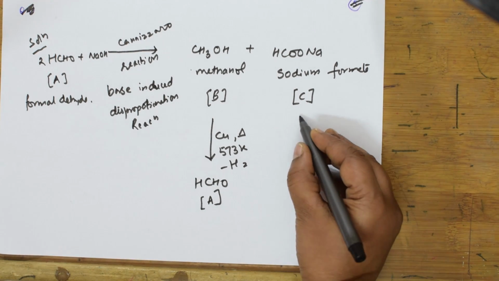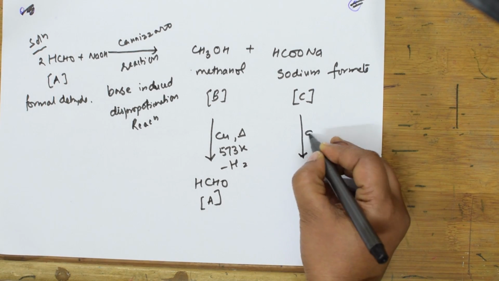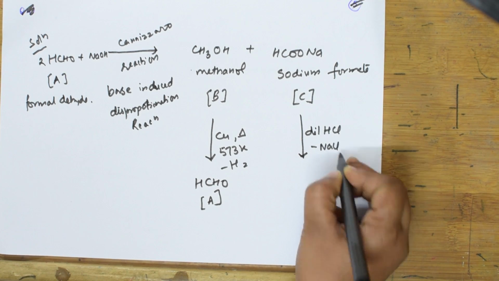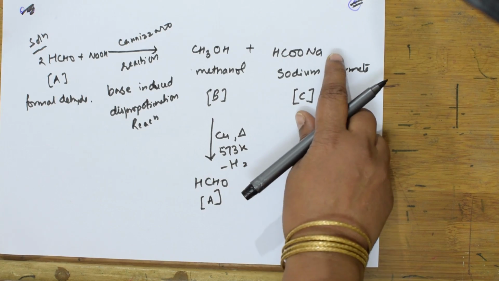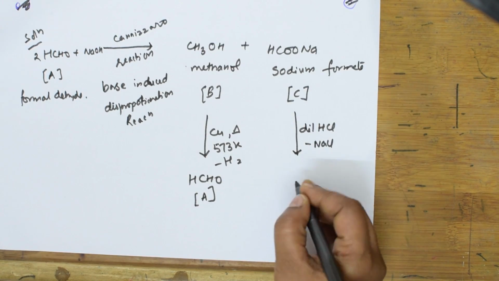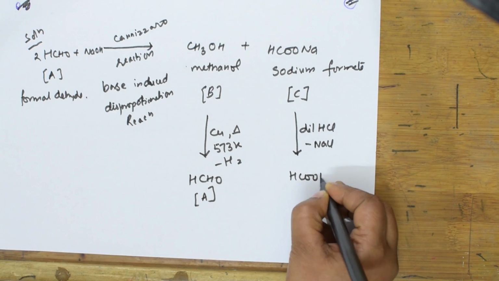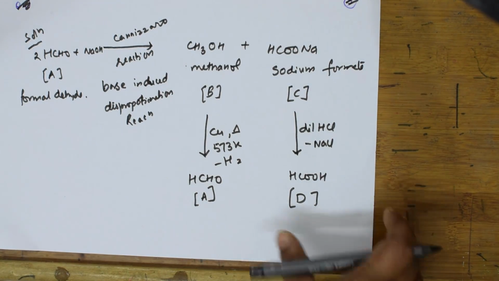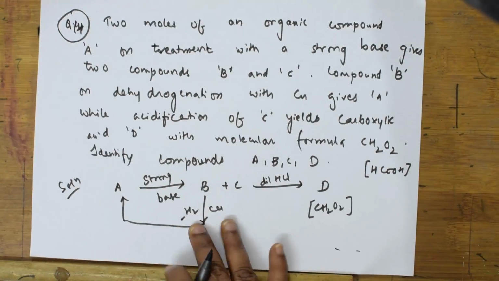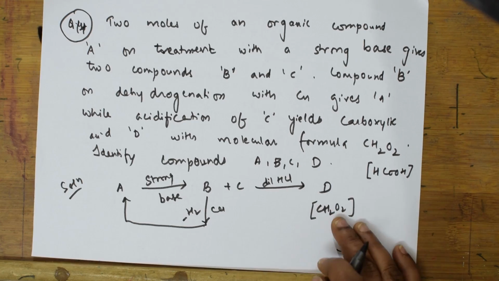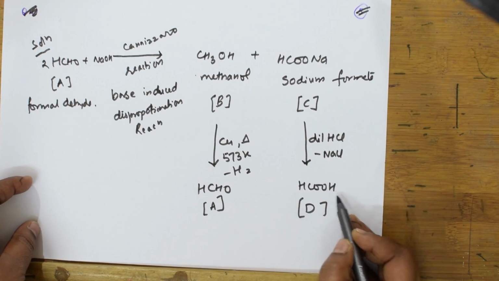Now, the sodium salt of this, when it was acidified in the presence of HCl, you're taking out NaCl. NaCl is out and H goes there. What do you get? You get formic acid. This is compound D. That is what we have read, isn't it? That is what we have written. See here, compound A gives B and C. C further gives me a compound CH2O2.